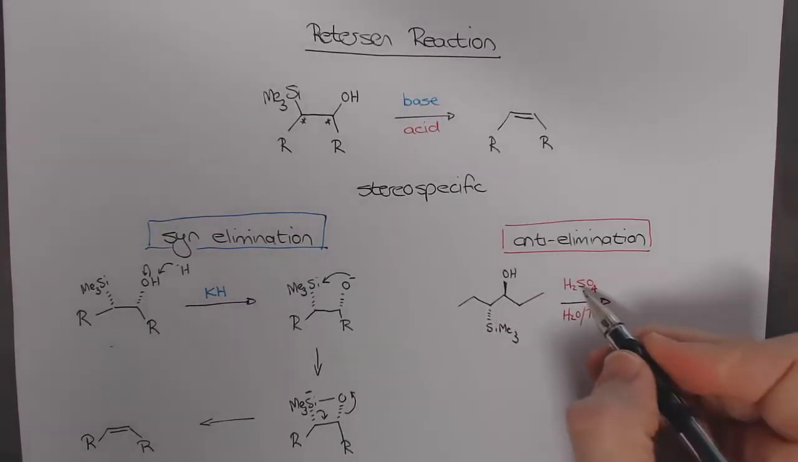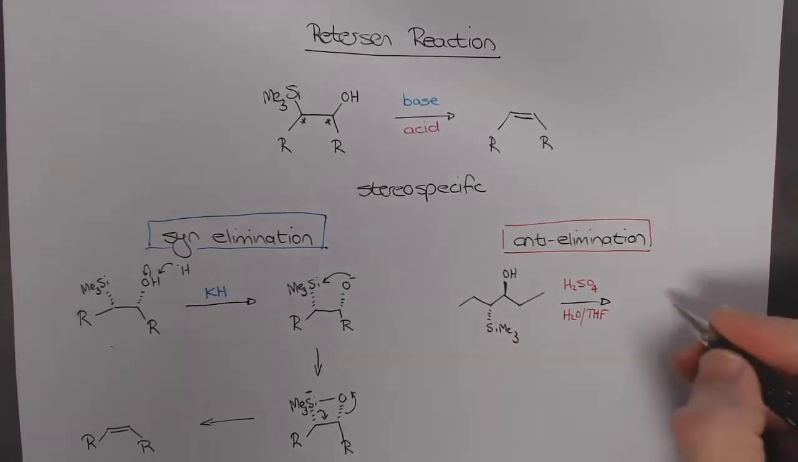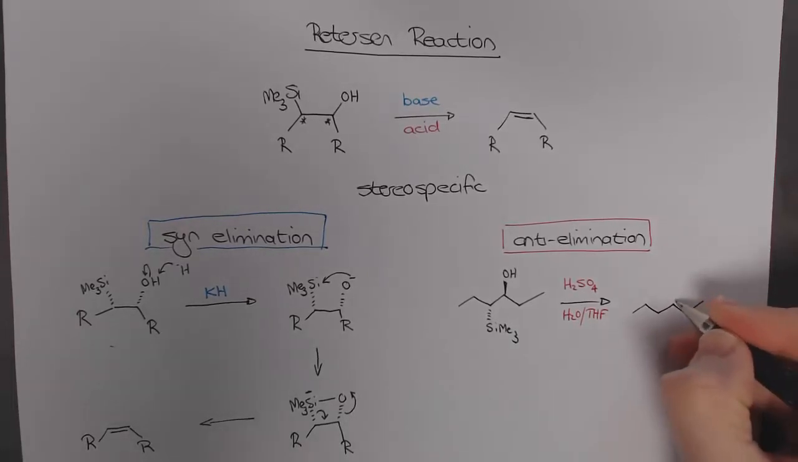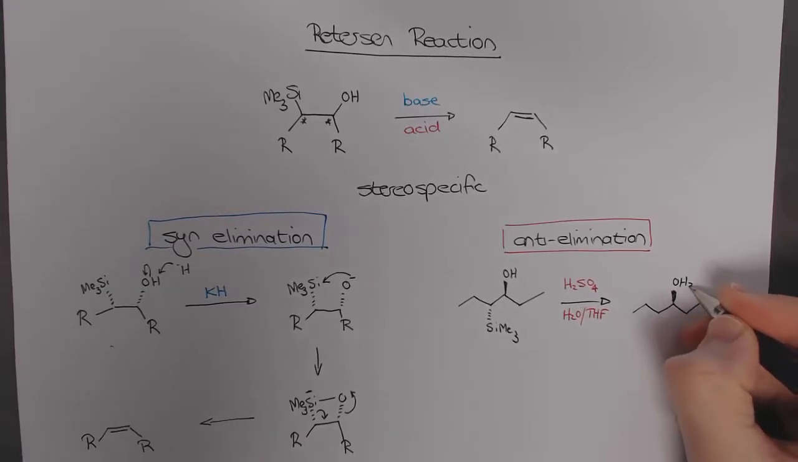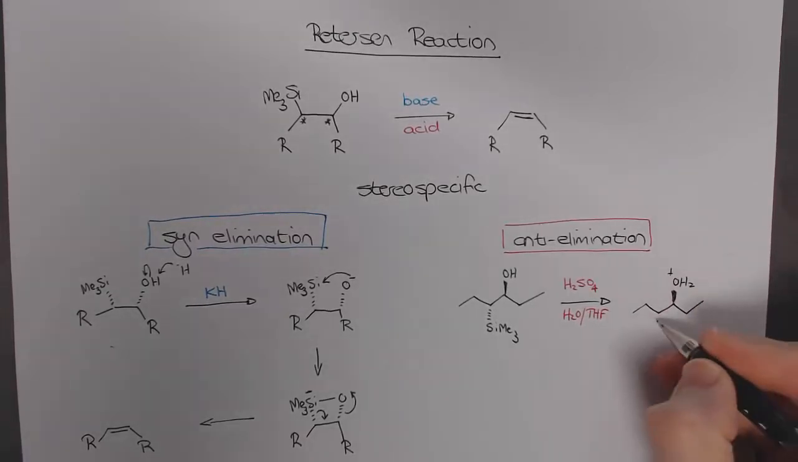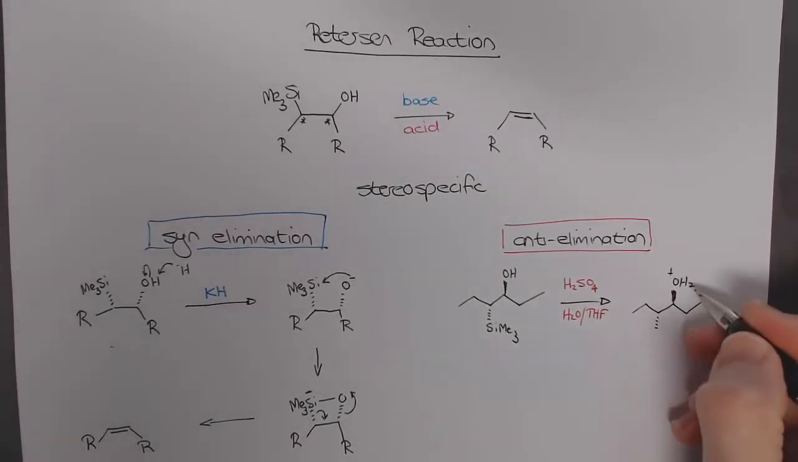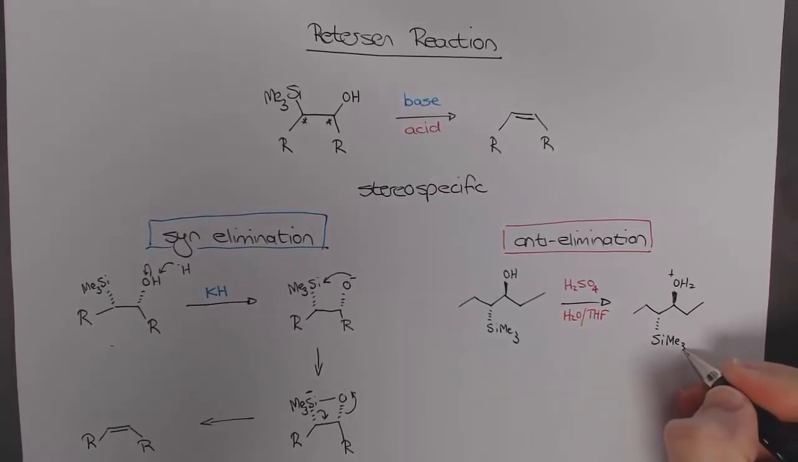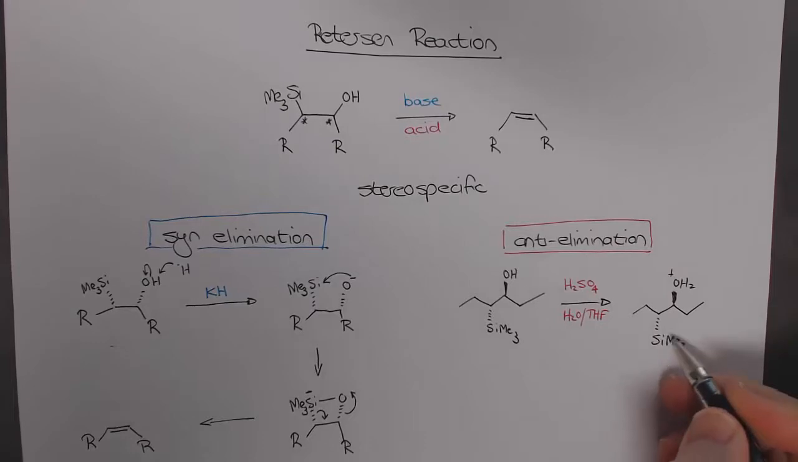So we use the H2SO4. The first thing that's going to happen is the H2SO4 is going to protonate the OH. This is a sort of acid-base chemistry that you should be familiar with at this level. So we're going to get OH2+, making this into a good leaving group. It's not just going to leave straight away. It is helped along by the removal of the silicon group.